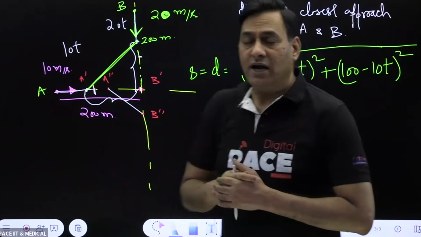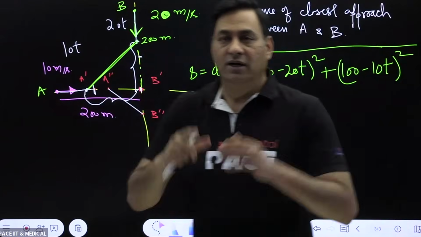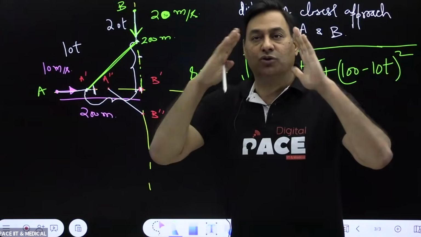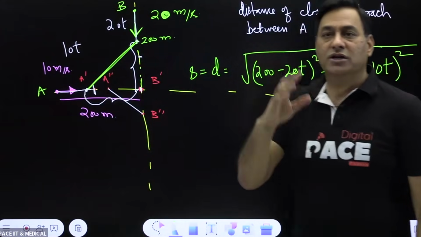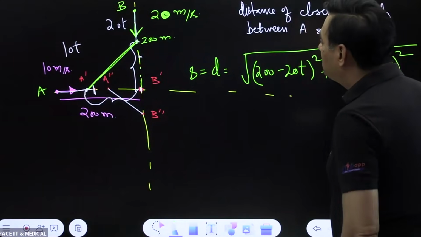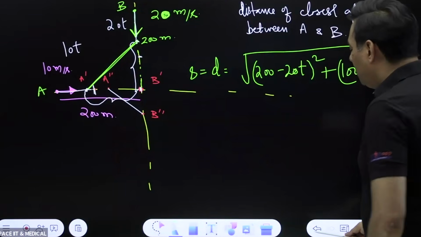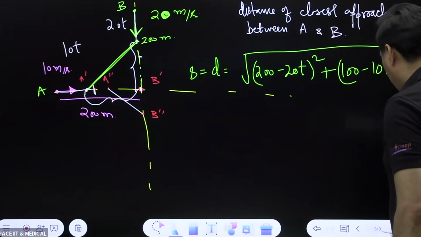Instead of using calculus, I want to use relative velocity here. And I want to see how many of you can do that. I want to see your original thought process. Using relative velocity, you can easily do it. I want to see how many of you can do it.